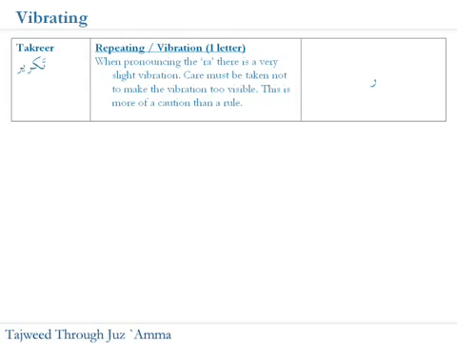The vibration, or the takrir, is when pronouncing the ra, there is a very slight vibration which is valid and correct. Care must be taken not to make the vibration too visible. This is more of a caution than a rule. So what they're talking about here, for instance, if we say ar-rah, as in ar-rahman, there's a very slight vibration when the tip of the tongue touches the roof of the mouth, and we're going to have a separate lesson on the ra, the heavy and the light ra, because they're actually quite difficult to master.